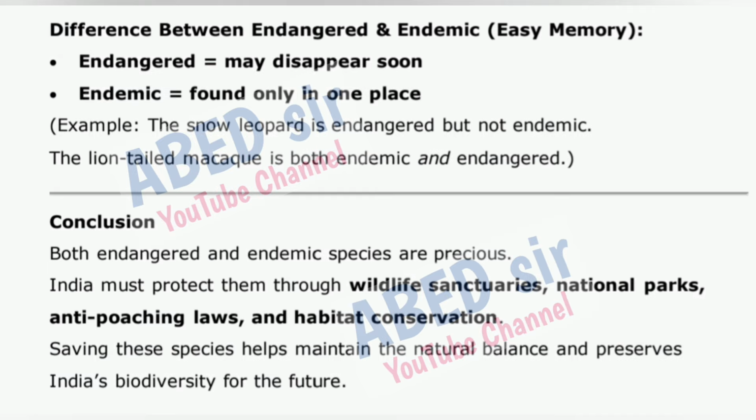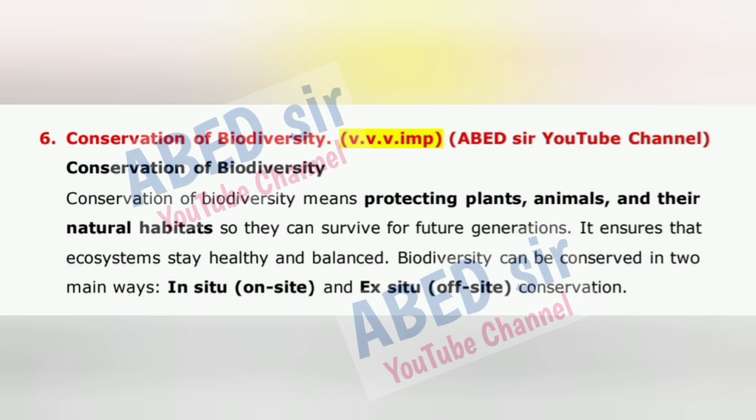Conclusion. Both endangered and endemic species are precious. India must protect them through wildlife sanctuaries, national parks, anti-poaching laws, and habitat conservation. Saving these species helps maintain the natural balance and preserves India's biodiversity for the future. Next important long question is 6.